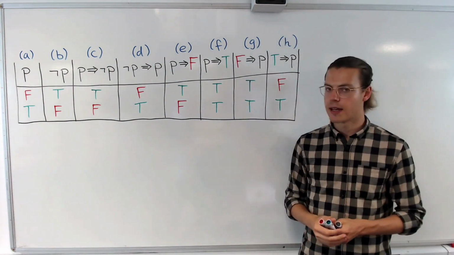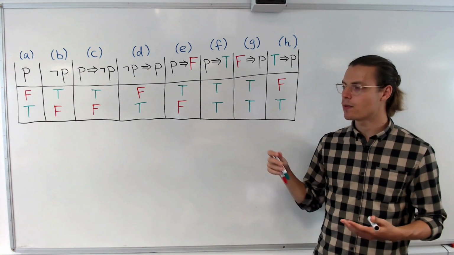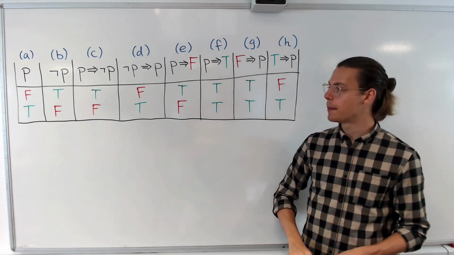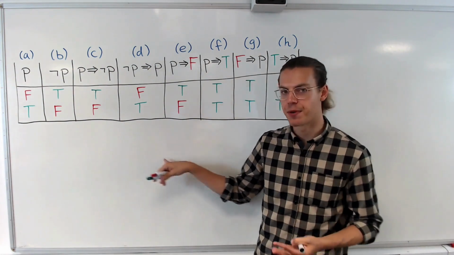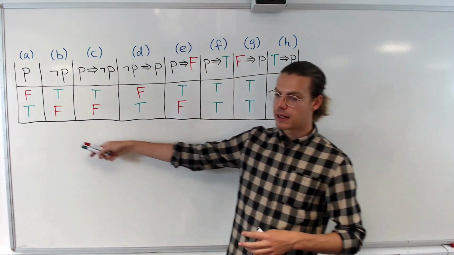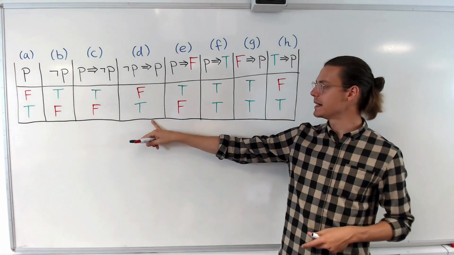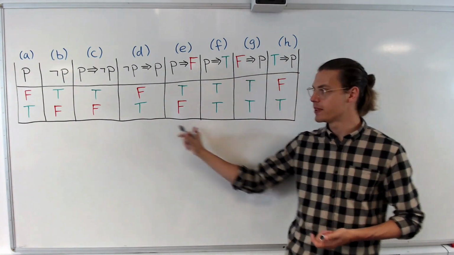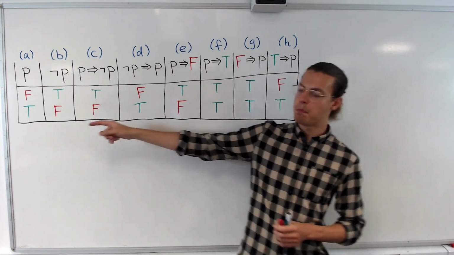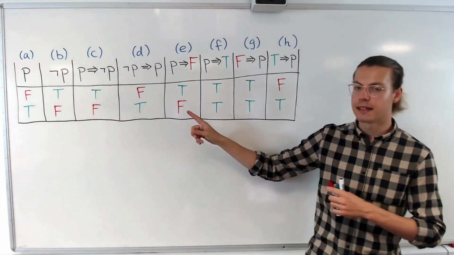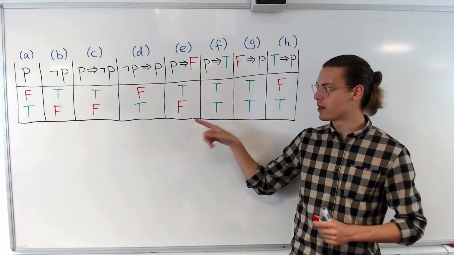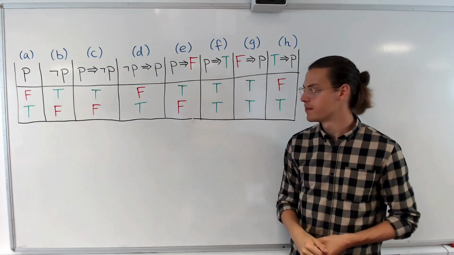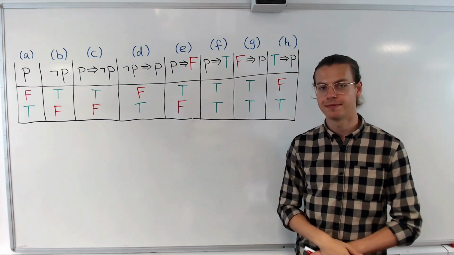Okay, now looking at this table, we can see which of the formulae are logically equivalent to each other by seeing which have the same truth values. So we see that A, D, and H are logically equivalent to each other. B, C, and E are logically equivalent, and F and G are equivalent to each other. And we're done.